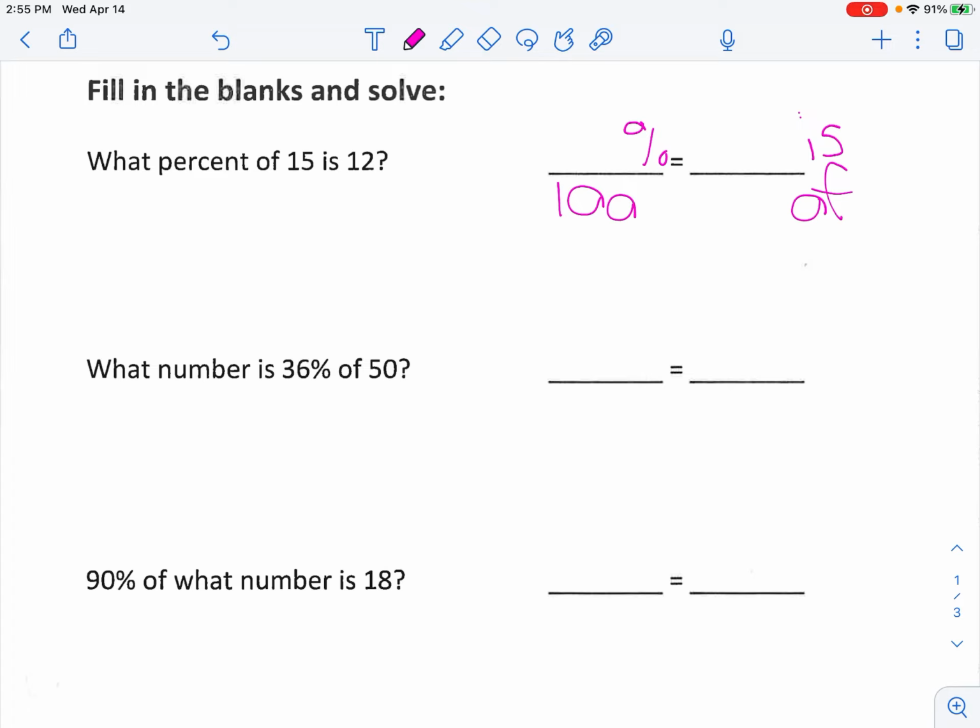Okay, so now I'm going to look for what I see in the problem. I see that it says what percent. I see that it says of 15, and I see is 12. If the question is what percent, that's going to be our x. That's our unknown. Of 15, of goes on the bottom, is 12.